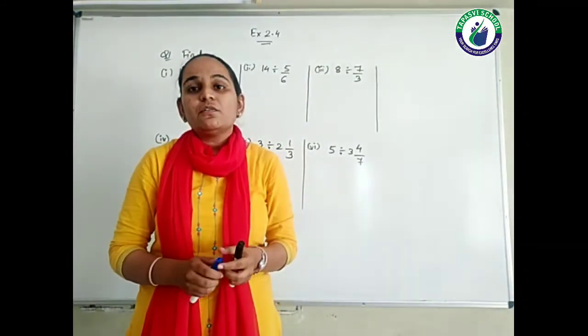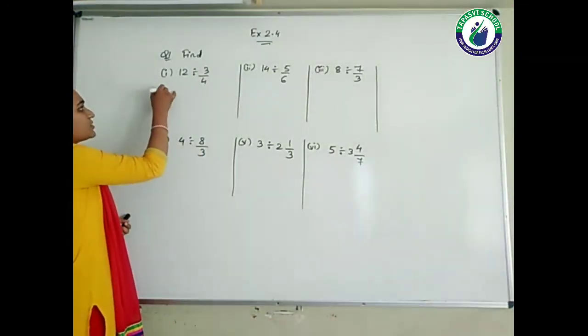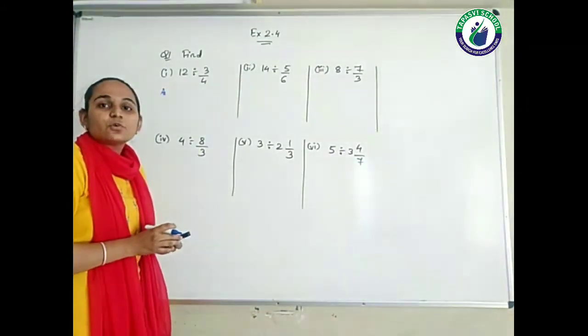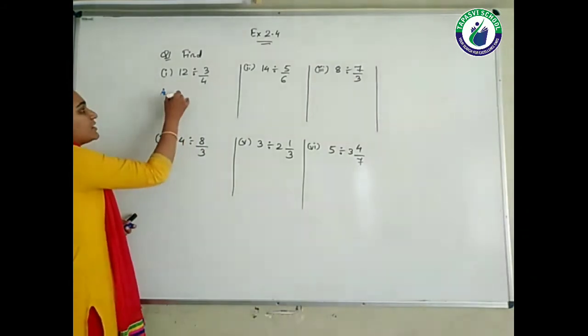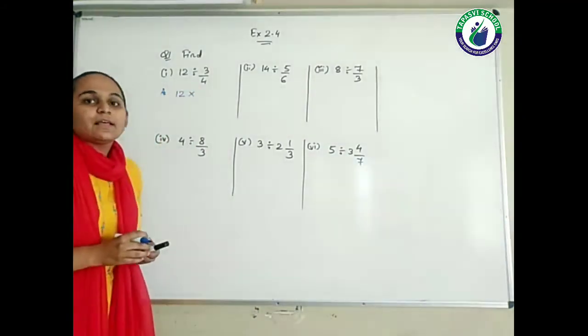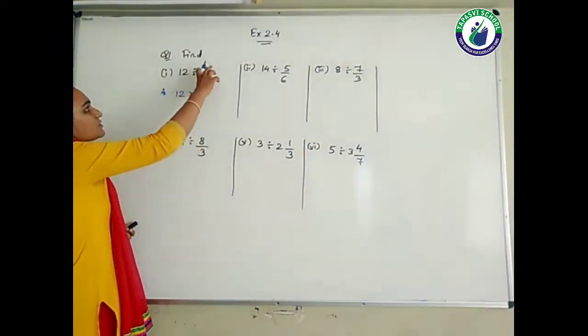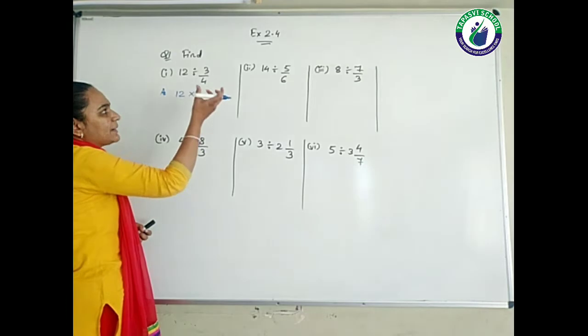Students, how to solve it? That is very important here because it is not your multiplication. So look, 12 divided by 3 by 4. First of all, students, convert this division sign into multiplication sign and then do the reciprocal of the next fraction. So the next number can also be a fraction.